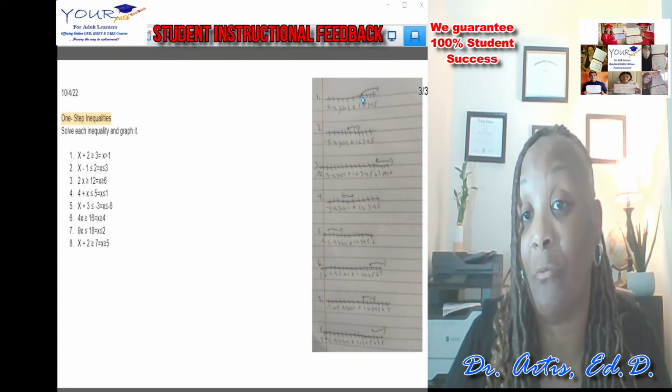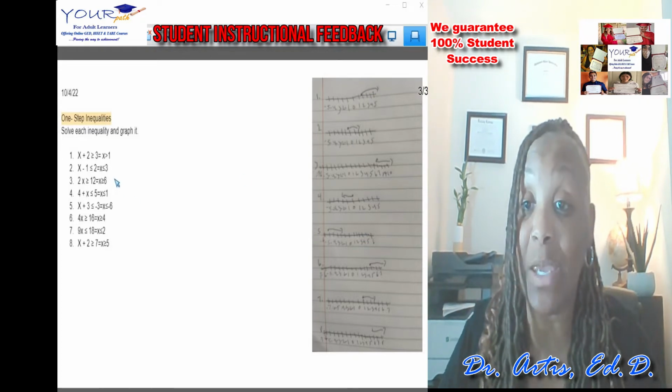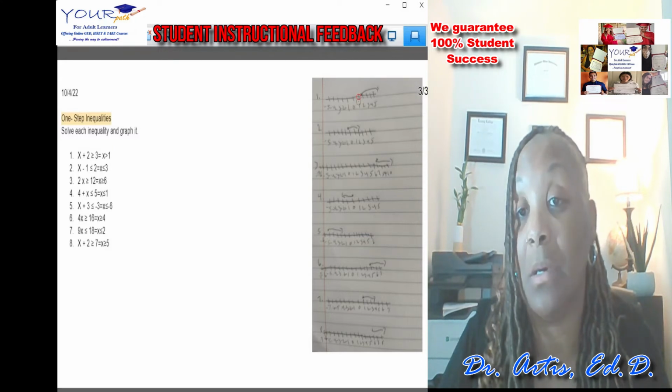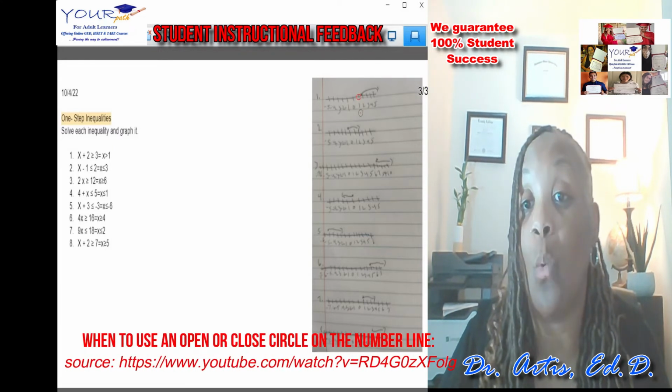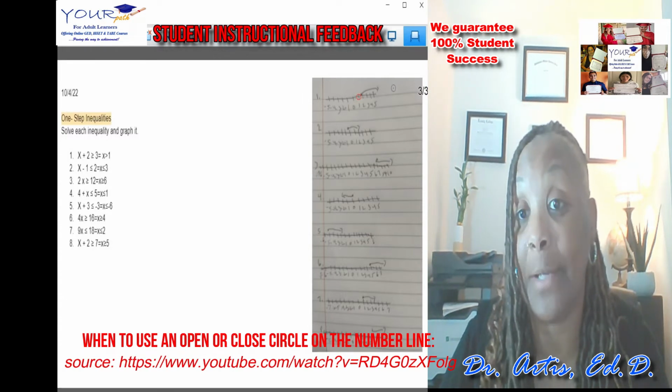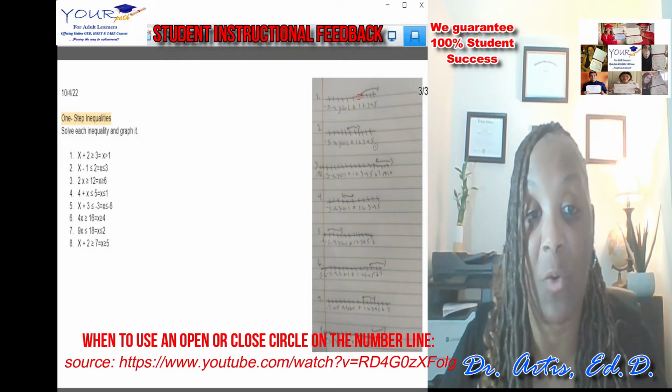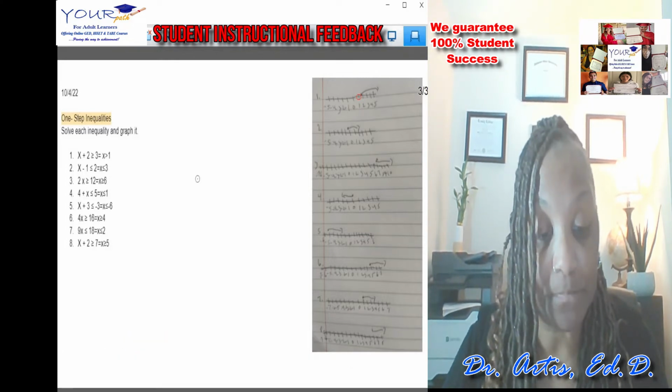You could have it right here, okay? But you did mark it where X is greater than 1. It's not equal to 1, but it's greater than 1. So you could have an open dot right on 1 to indicate that it's any number that's greater than 1. It doesn't equal 1, but it's any number that's greater than 1. Okay, so that's how you will mark that.